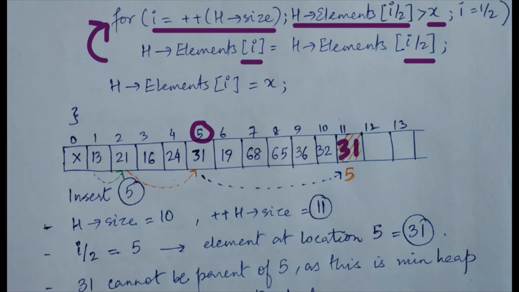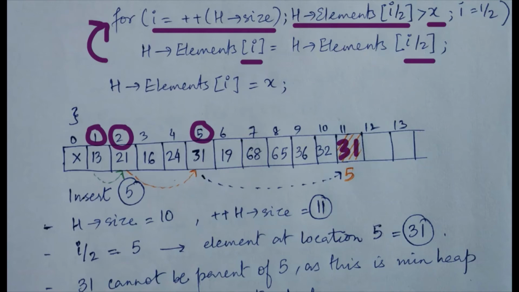So when you say for an integer, if you use division and you get a decimal point, it will be truncated. So 21 will be copied at location 5 and I will be set to I by 2, which is 5 by 2, which is this 2. Again, you'll check if 5 is less than the parent of 2, which is 2. Again, it will go inside this loop and 13 will be brought here. And I will be changed to I by 2, which is 1.